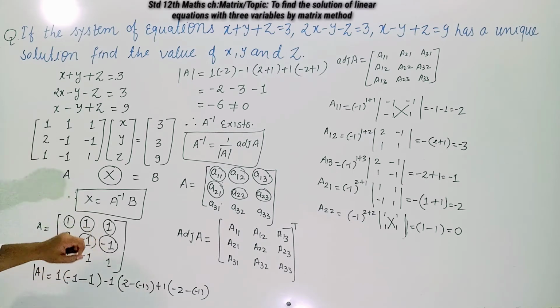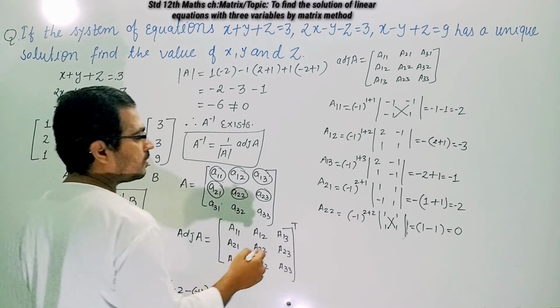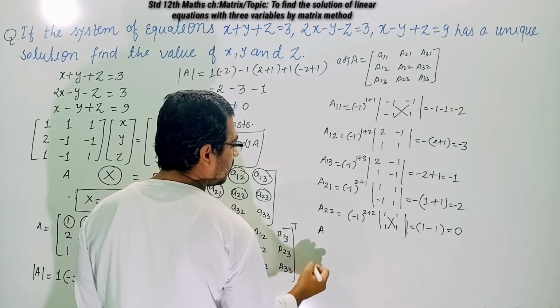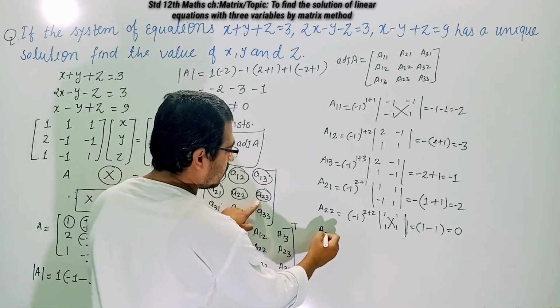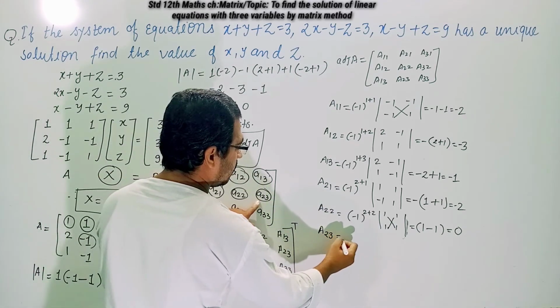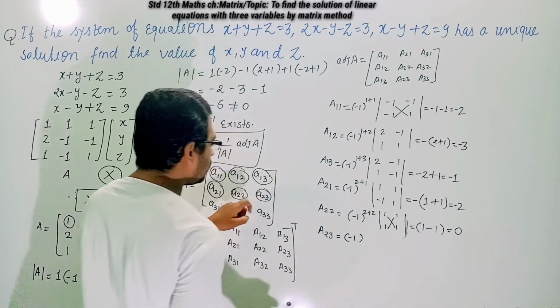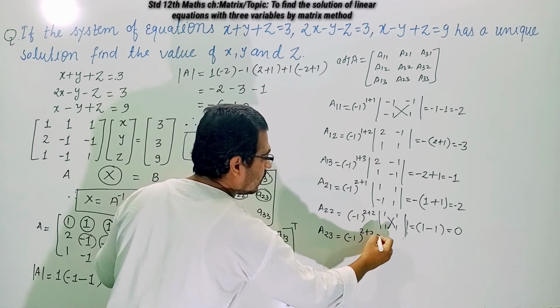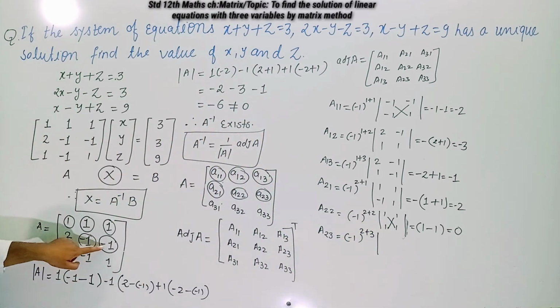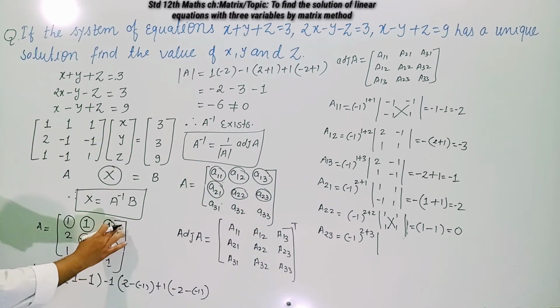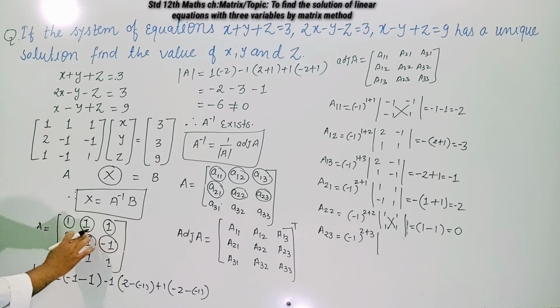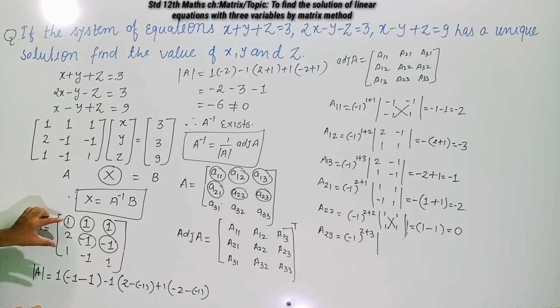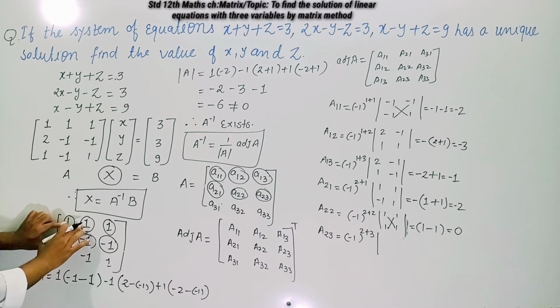Okay. Now we will find out the cofactor of A23, which means the cofactor of minus 1. So minus 1 to the power 2 plus 3. We want to find out the cofactor of minus 1, right, student? A23 means the cofactor of minus 1. So eliminating this row and this column, we will write 1, 1 and 1, minus 1.